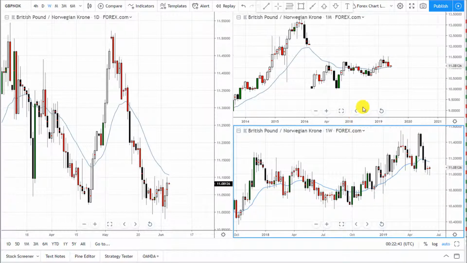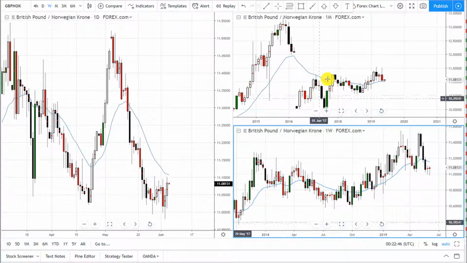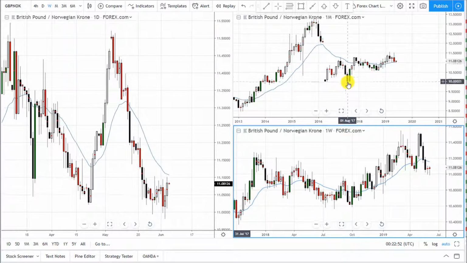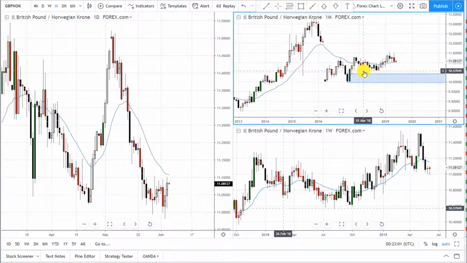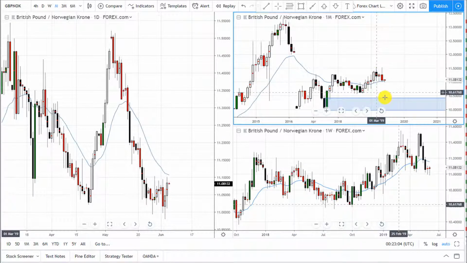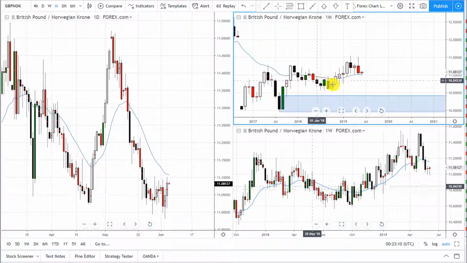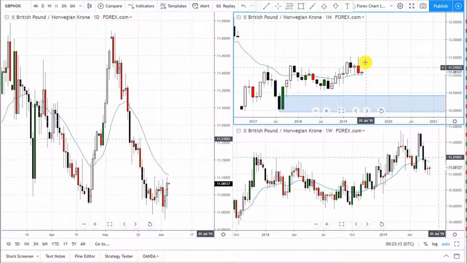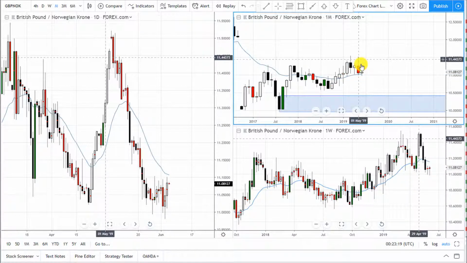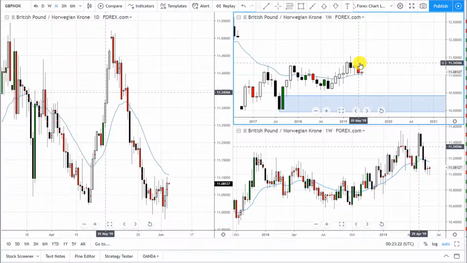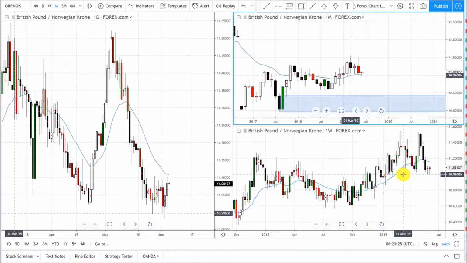And let's do a top-down analysis first. On the monthly, it's not really doing anything, it's just consolidating, but on this zone here, it did create a demand zone. Whether or not it's tradable is not the question. The question is that it created a demand here. So if price drops down there, we don't want to go short. So you can see it's just consolidating, but then recently it made a bearish engulfing candle, this red candle here.